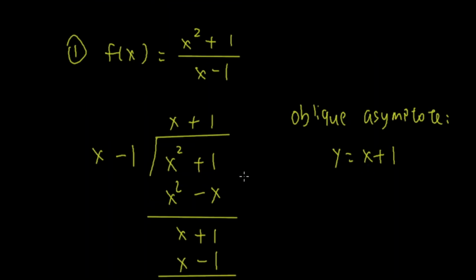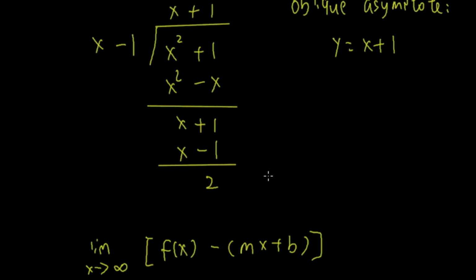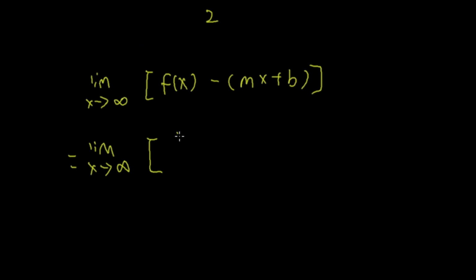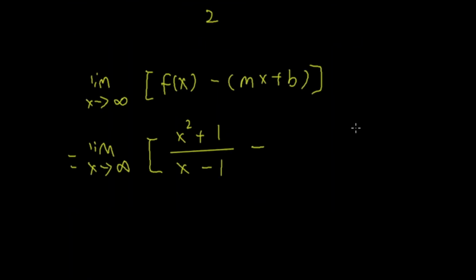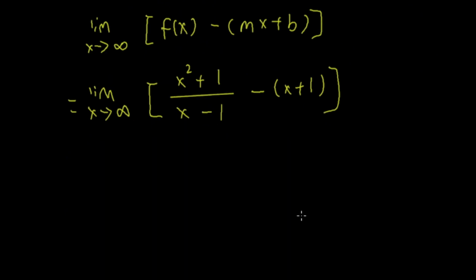It's this one here, right? x squared plus 1 divided by x minus 1, minus mx plus b, which is this one, x plus 1. Now, what do we do next? Find the common denominator so we can group this term together. So I have to multiply this one by x minus 1 divided by x minus 1.